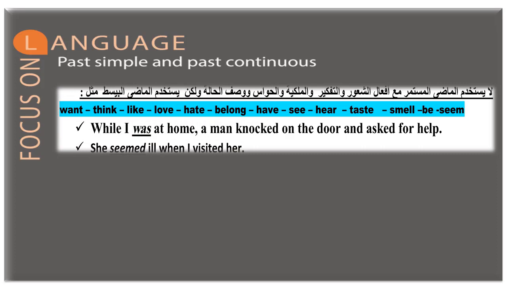ملحوظة تانية، لا يستخدم الماضي المستمر مع أفعال الشعور والتفكير والملكية والحواس ووصف الحالة، ولكن هذه الأفعال تستخدم فقط in the past simple. هذه الأفعال هي want, think, like, love, hate, belong, have, see, hear, taste, smell, feel, and see. For example, while I was at home, a man knocked on the door and asked for help. She seemed ill تبدو مريضة when I visited her.